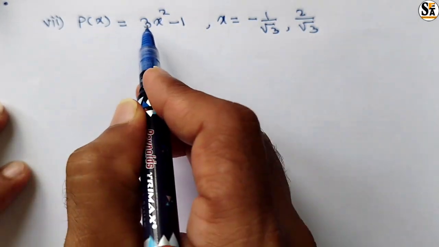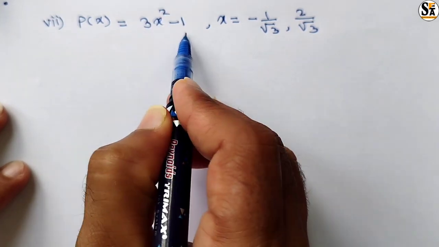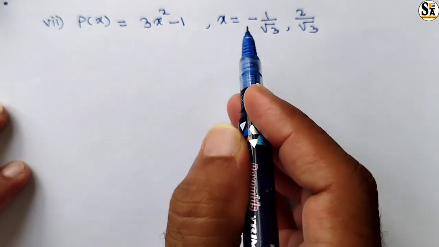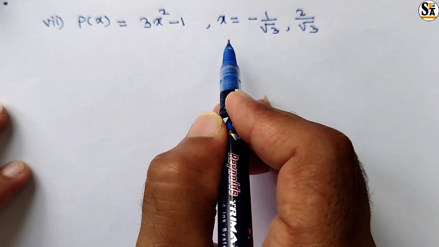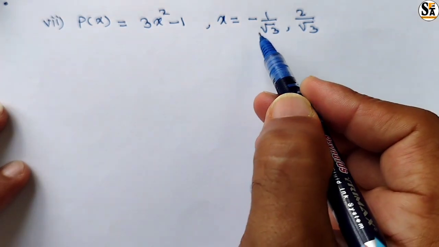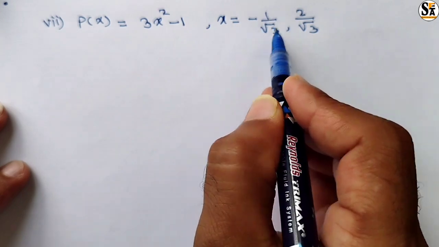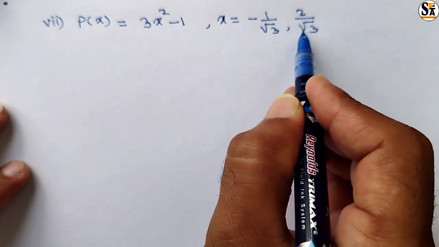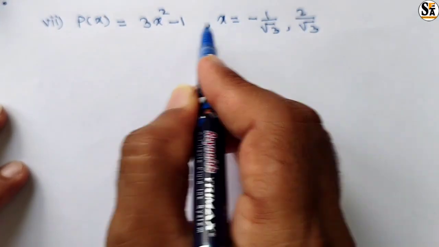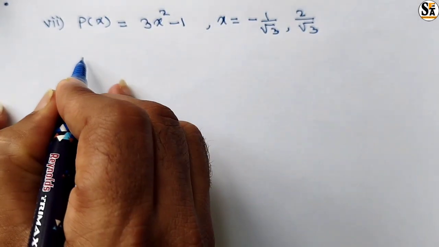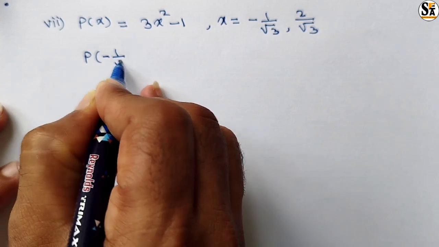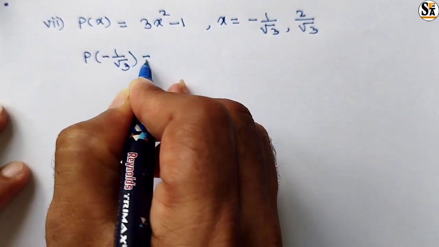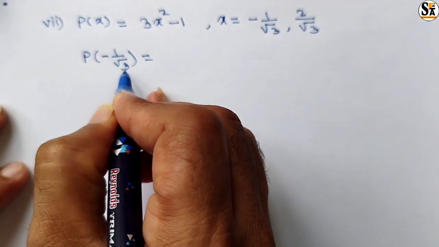P of x equal to 3x square minus 1. This polynomial is given, and we have to find the zeros of polynomial, or we have to verify the 0 of polynomial for x equal to minus 1 upon root 3 and second 2 upon root 3. Just put the value of x in this polynomial. So in first case p of minus 1 upon root 3. Put the value of x as minus 1 upon root 3.